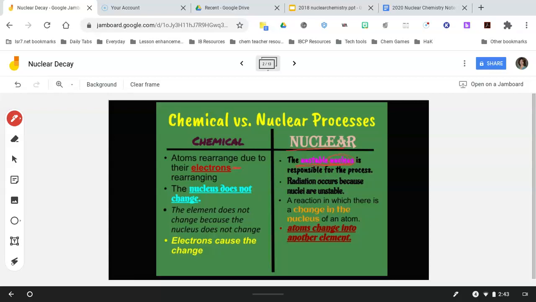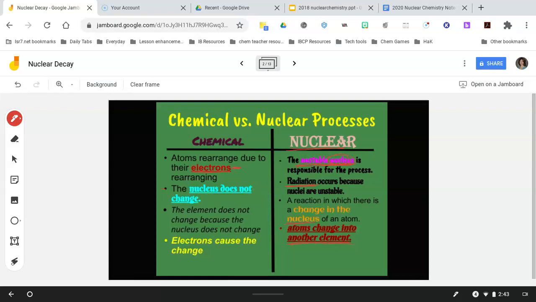In chemical processes here on the left, because everything is happening in the electron clouds, the nucleus doesn't change, and so my elements remain exactly the same. They may bond, right? They can lose electrons, but because their nucleus doesn't change, the element stays the same. On the right-hand side, when a nucleus is unstable and radiation has happened, that nucleus changes. And when that change happens in the nucleus, I very often will have different elements when I'm finished with a nuclear process than when I began.